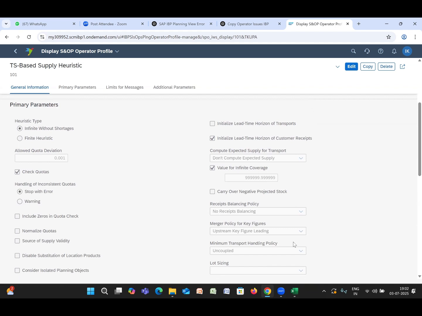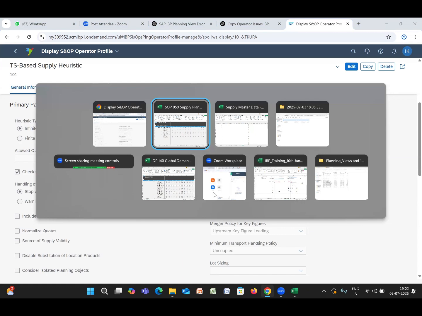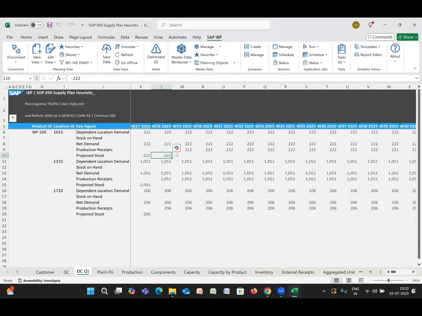However, what I came here to show you was this: carry over negative projected stock. So this heuristic which we are running right now, this is not ticked. If this was ticked, then it would have made that 222 in the next step, in the next bucket, as 444 minus 444. Because this box is not ticked, that's why my heuristic is not doing the projected stock as 444. Is this clear? If I tick that and then run the heuristic, it will make it 444.